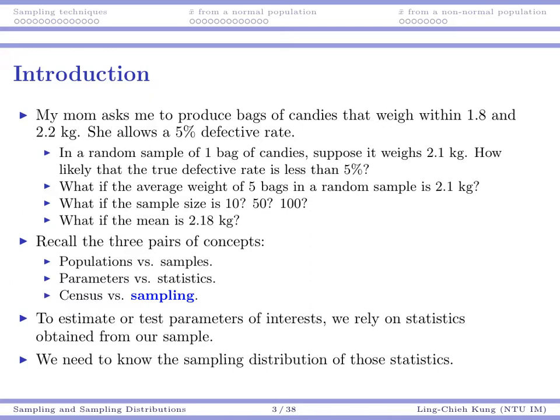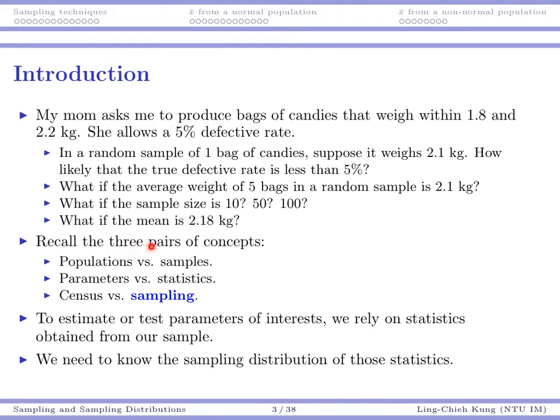And also we don't know what's going to happen if my mom sees the average to be 2.18 kilograms, which is very close to the upper bound. We may always do random investigation to get some random sample, but we want to know how to use the random sample to infer the population. For example, to infer the population mean, the population standard deviation, and the defective rate. Okay, that's something we want to do. So we need sampling distributions.